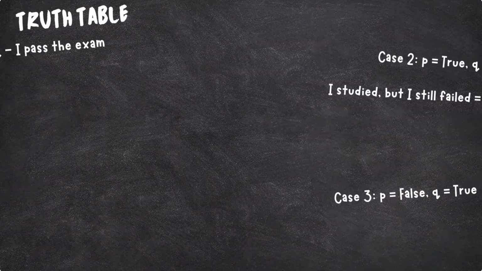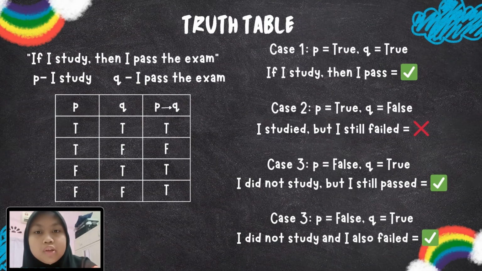Okay, let's look at the statement, which is if I study, then I pass the exam. Let P represent I study and Q represent I pass the exam. Since P and Q can each be either true or false, there are only 4 possible combinations for this. So let's look at our table. In our table, there will be columns for P, Q, and P implies Q.